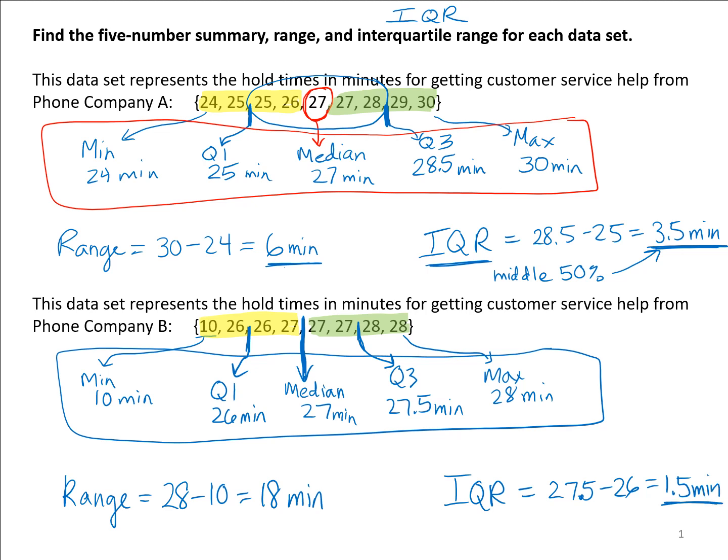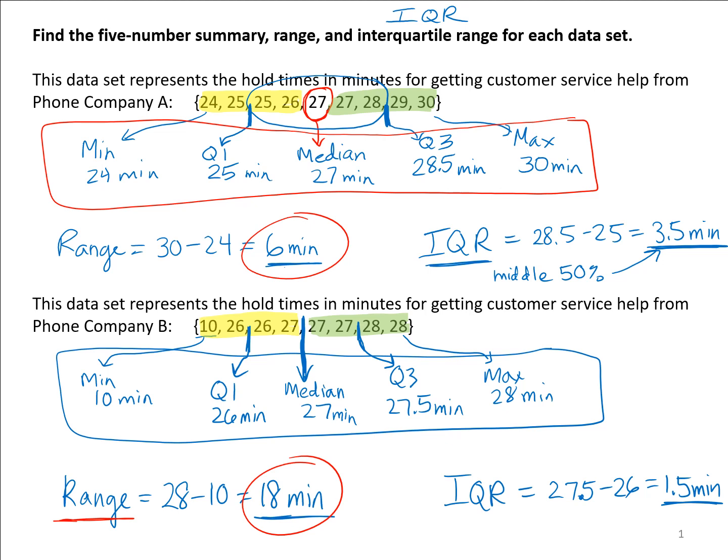So let's compare these two data sets in terms of these calculations. Starting with the range, when we look at the entire data set, looking from the high to the low values, what we see is that phone company B had a more varied range, a higher range between the max and the min. So the hold times were more varied than for company A when we include all of the data values, which is what the range does.